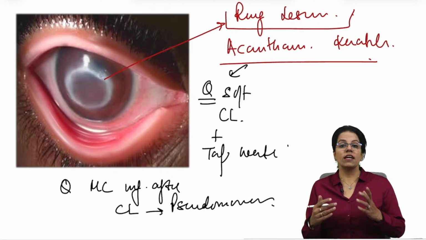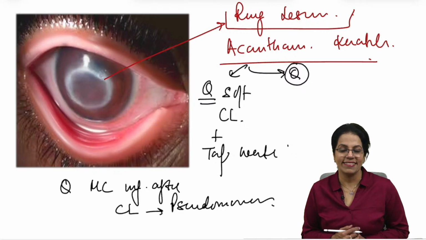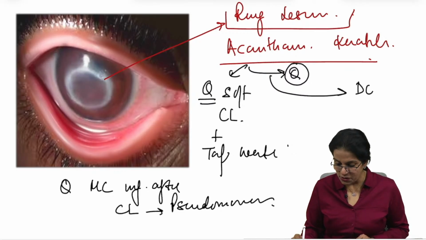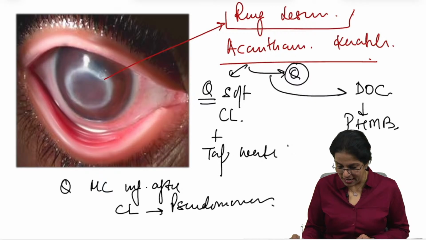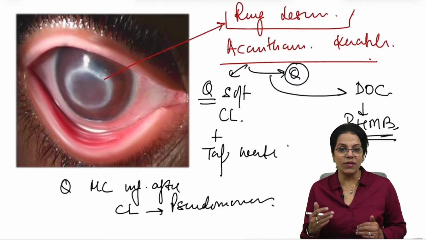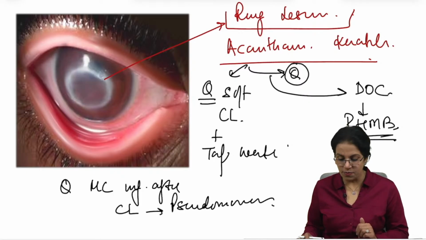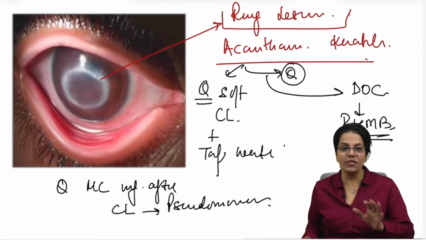They've asked you what is the culture. Next question, culture media: non-nutrient agar with E. coli. Next question, drug of choice: PHMB, polyhexamethylene biguanide. Okay, so non-nutrient agar with E. coli is the culture, and the drug of choice is polyhexamethylene biguanide. These are the questions around acanthamoeba.